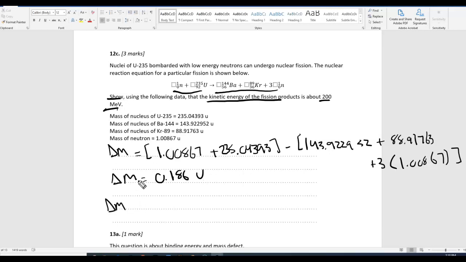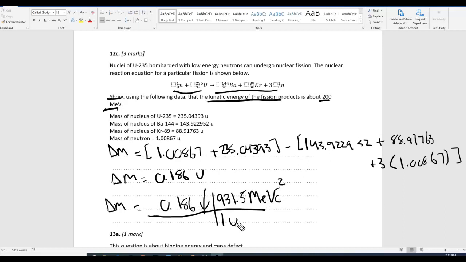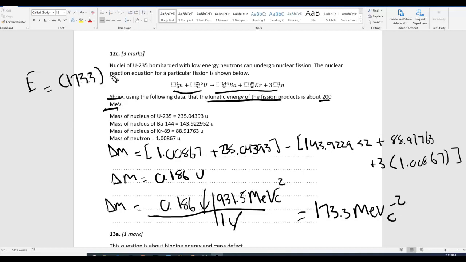Okay, they want the energy in MeV, so we need to convert this mass defect from U to MeV per C squared. Remember, MeV per C squared is a unit of mass. Okay, so this conversion factor is given to you in the data booklet, and so if you multiply that by 931.5, you get a mass defect of 173.3 MeV per C squared, and then the last step is to take that 173.3 and multiply by C squared.